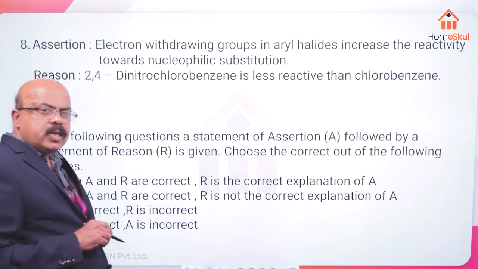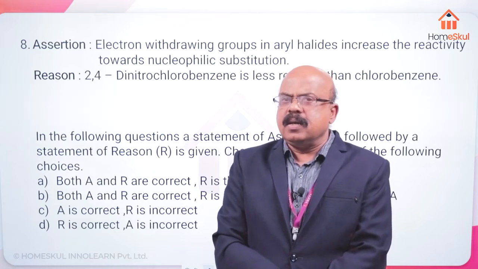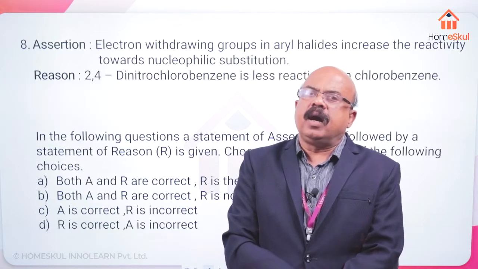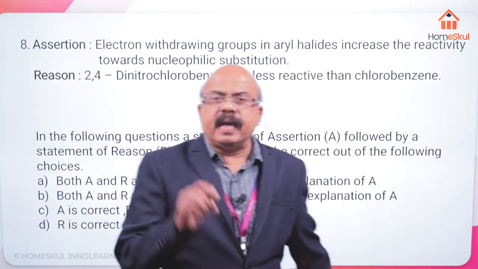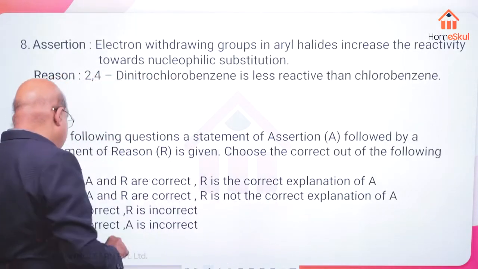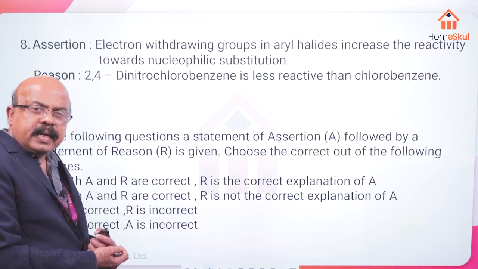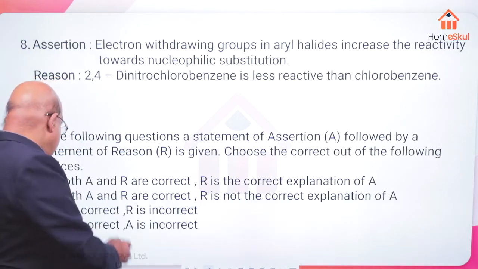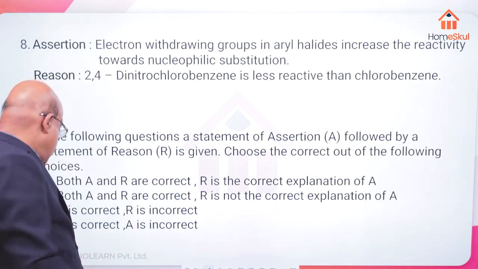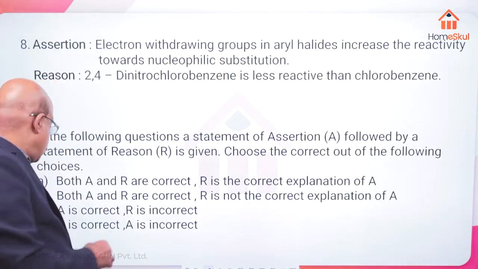Here what you have to remember is, if both assertion and reason are correct, and the reason is the correct explanation of the assertion, you have to mark that one as A. If both assertion and reason are correct and reason is not the correct explanation, then it is to be marked as B. If assertion is correct and reason is incorrect, then it is marked as C. If reason is correct and assertion is incorrect, then it is marked as D.